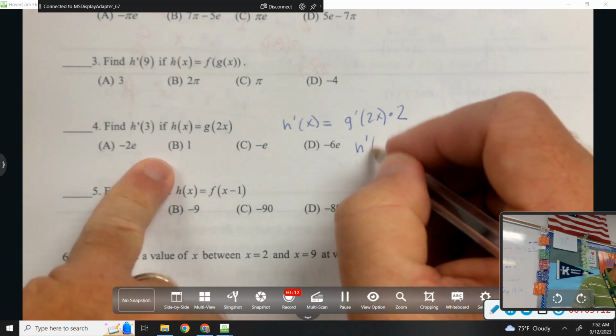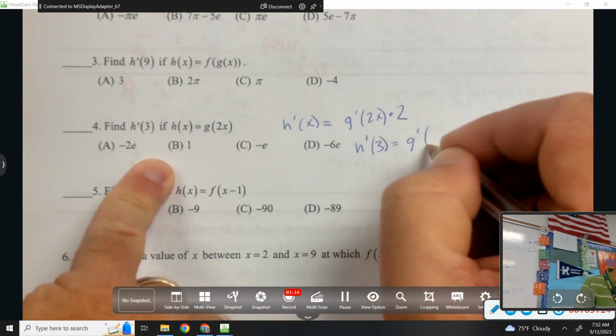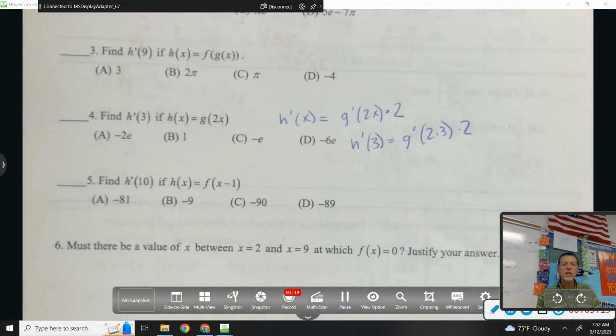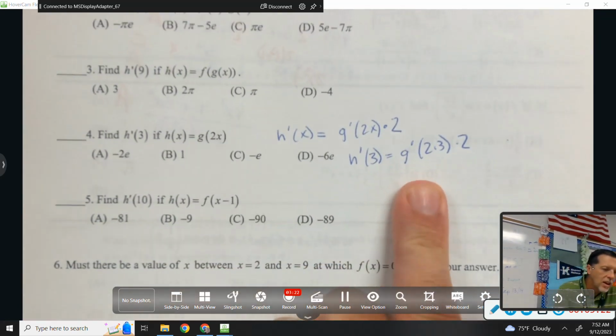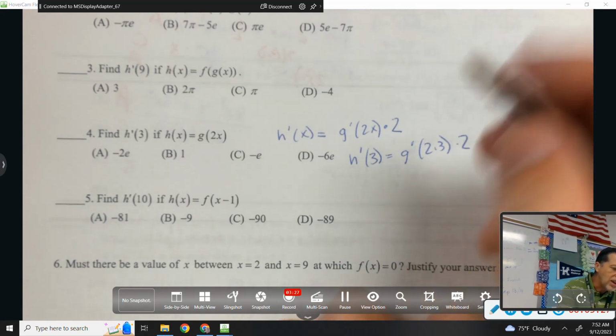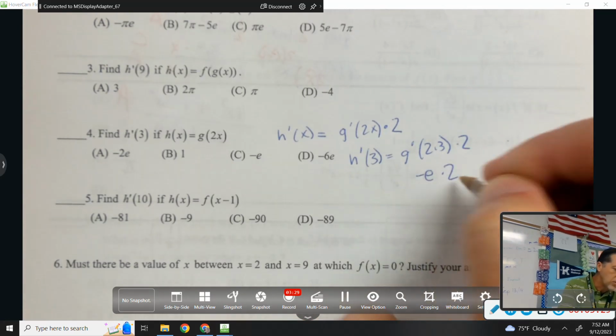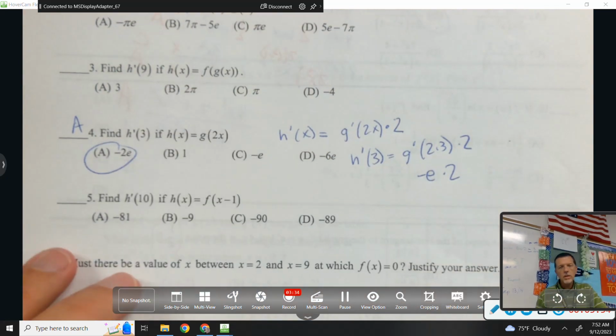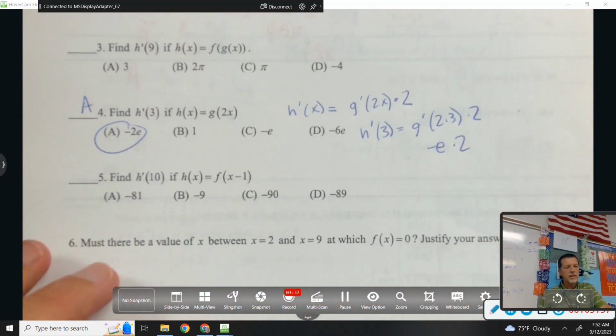So h prime at 3 means plug 3 in for x. So I need g prime at 6. Go to the table. G prime at 6 is negative e, and then times 2, so negative 2e. Again, on those table problems, there's not really much in terms of computation. It's just very straightforward. How well do you know the product, quotient, and chain rules?